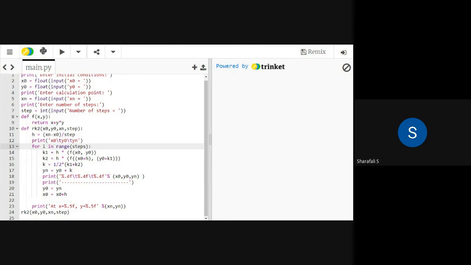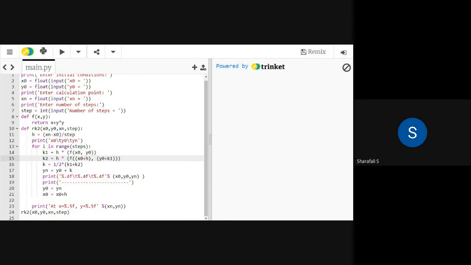Then k1 will be equal to this. If you are considering from 0 to 1, for example, or in the previous example we considered x equal to 0.2, what is the y value. In that case we have taken h equal to 0.1. So the number of steps will be 2, because the initial value is 0. The first step it will become 0.1, the next step it will become 0.2. So only 2 steps are there, and this steps value will be equal to 2. So for i in range 2 will come.